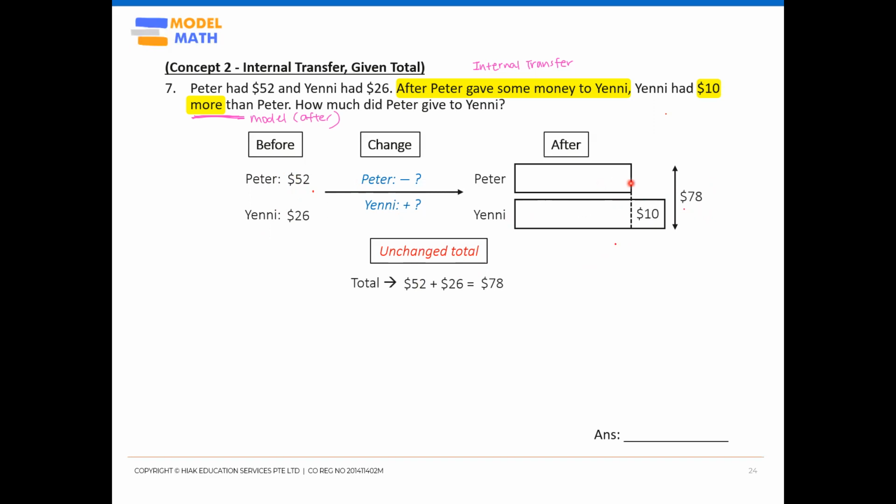All right. Now, once you have done that, notice that focusing on the model, you can easily work out these 2 units, which is a very simple comparison model concept you have applied or learned in primary 3. Right, in P2, P3, you have learned such a model, right? So to find your 2 units, simply 78 minus the extra $10. And of course, we're going to go on to find 1 unit, which is $34. Notice $34, 1 unit is for Peter after. And let's record down the $34.